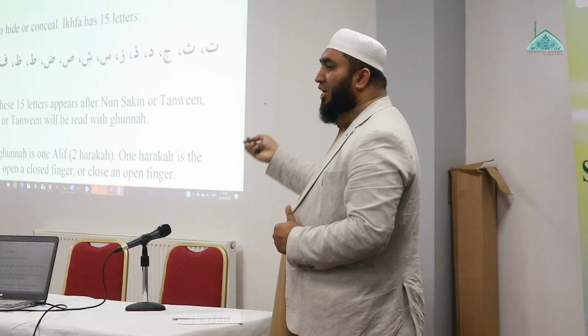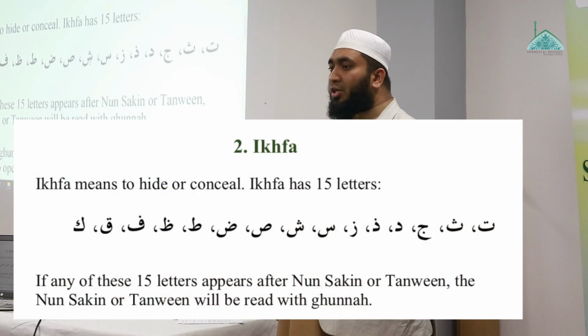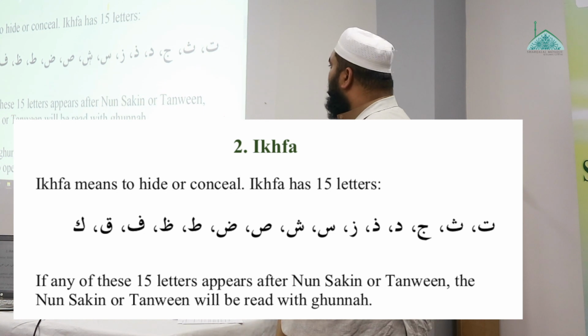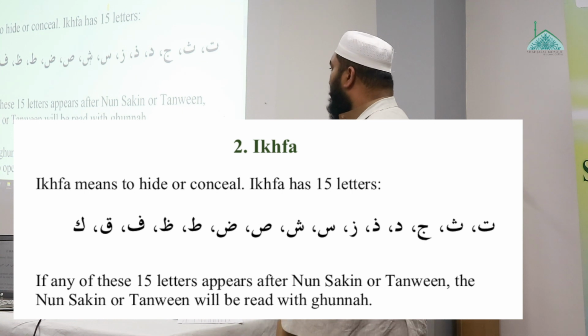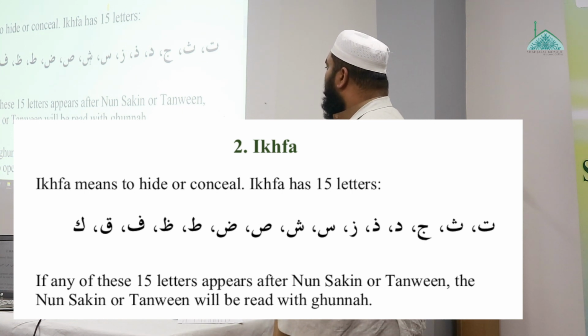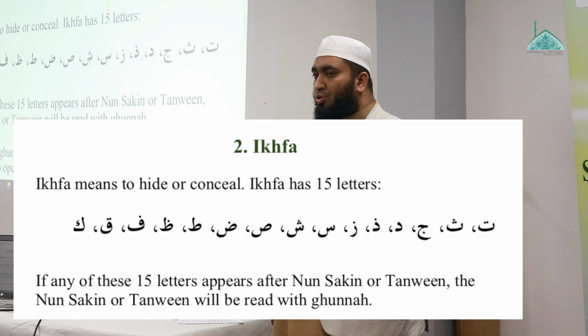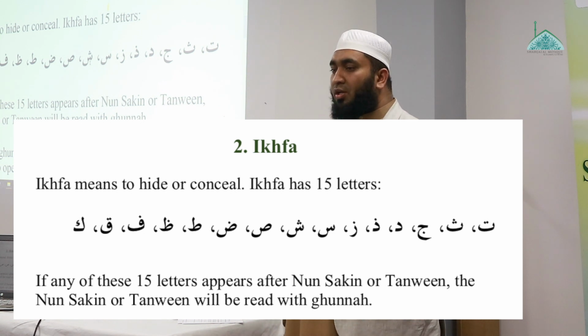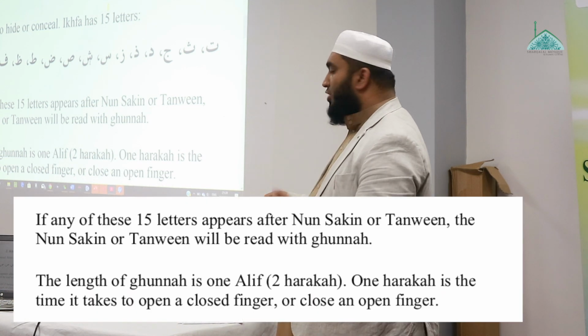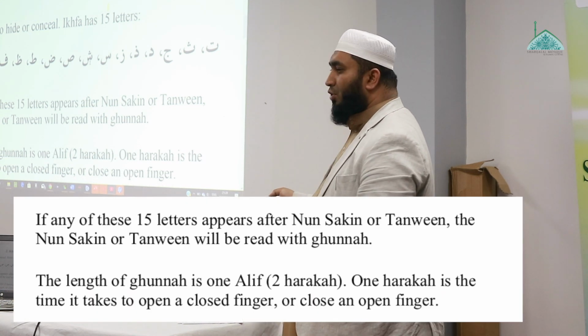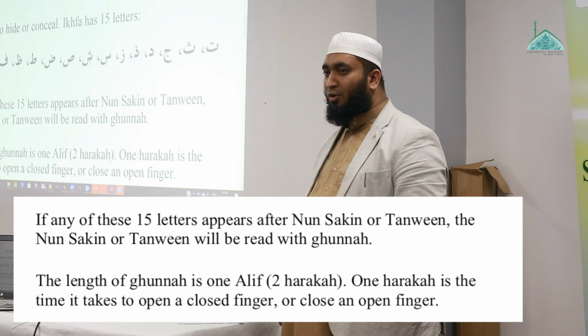Okay, so the last rule is Ikhfa. Ikhfa means to hide or to conceal. We have 15 letters in Ikhfa. If any of these 15 letters appears after Nun Sakin or Tanween, the Nun Sakin or Tanween will be read with Ghunnah. Now what is Ghunnah? We mentioned last week. The length of Ghunnah is 1 alif or 2 harakat.